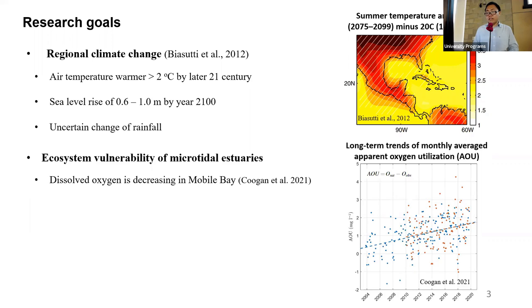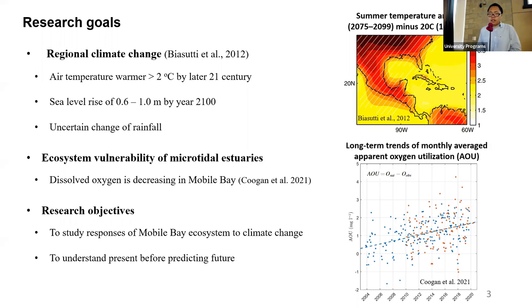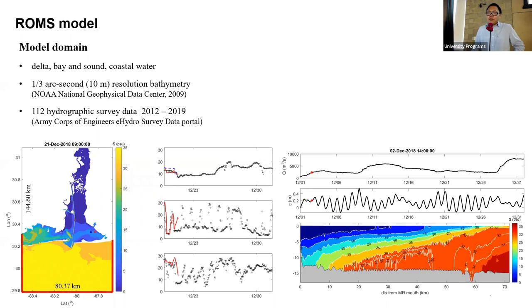And a study from Jeff Coogan found that the low oxygen in Mobile Bay has been getting worse over almost the last 20 years based on our data. This plot shows the gap between the observed saturation of the oxygen and the observed data. The slope is slowly increasing, meaning that more oxygen is being utilized in Mobile Bay. Therefore, before we predict the future, we need to understand the present. So today I will just focus on the present scenarios. And I promise maybe next seminar we'll report some climate change stuff. Yeah, to be continued.